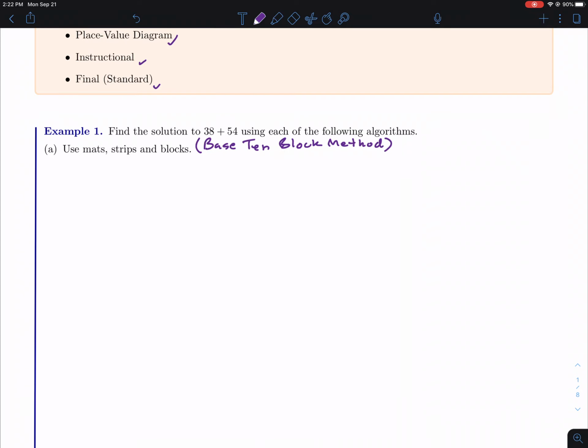The first thing we want to do is rewrite these so that they both look like base 10 blocks. I'm going to start with 54 just because it's bigger. So we need 5 strips and 4 dots. And then for 38, we need 3 strips and 8 dots. And now we just add them up.